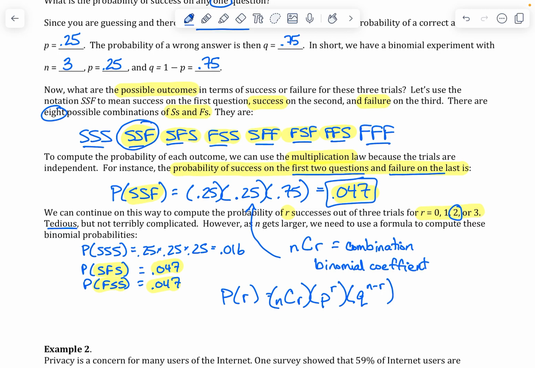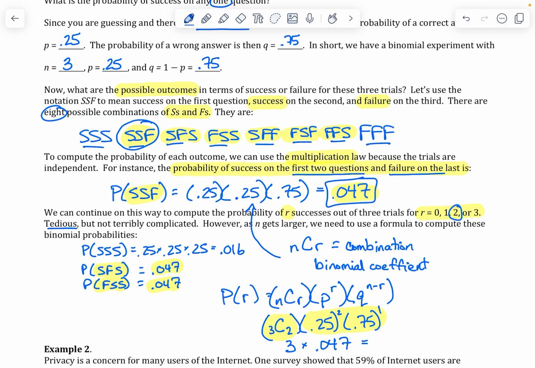So in this case, n is 3 questions. We want 2 correct answers. We take that number times the probability of success to the second power, because we want 2 successes, and then the probability of failure to the first power, because we want 1 failure. So this probability, 0.25 squared times 0.75, that's what we did up here, right? All we need to do is multiply it by the binomial coefficient, which is 3. There are 3 ways that we can get that, times 0.047. And that will give us our final answer, right?